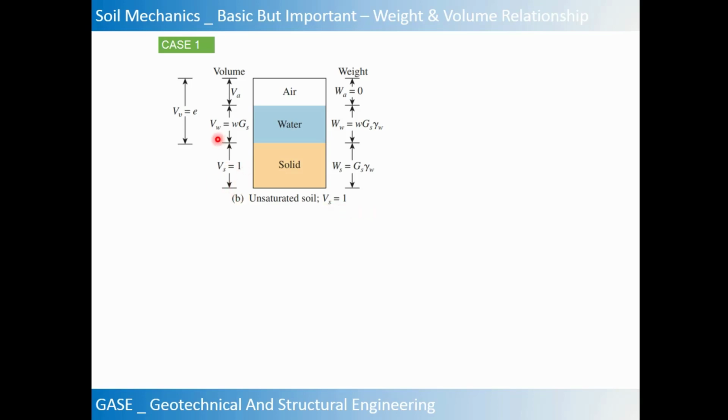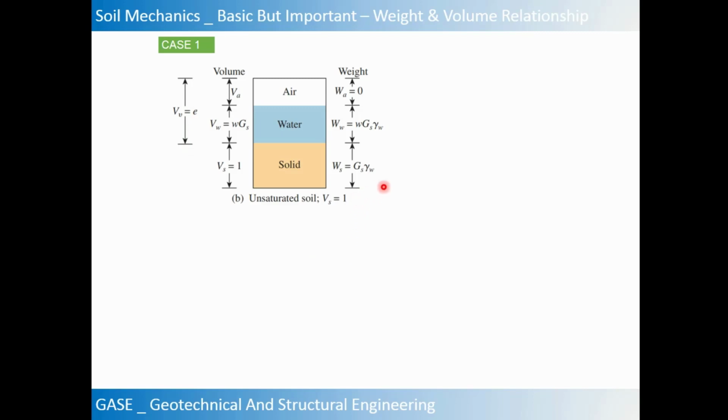And as you remember in the previous slide, this is e, the void ratio. You see, the ratio of the volume of the void to the volume of the soil. Because in this case we have the volume of solid soil is 1, then we have the volume of the void equal to e.